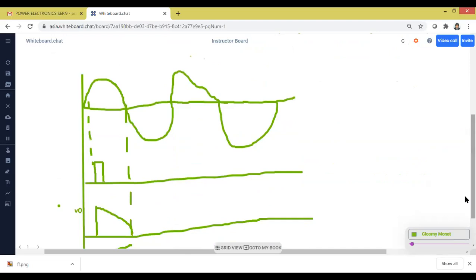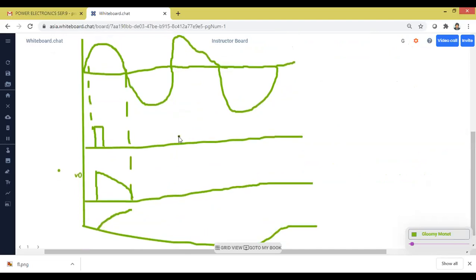Now any student, try to explain this one. Case 2 at omega t equal to 180 degrees. What's going to happen at omega t equal to 180 degrees? Anyone try to tell me. What is the input voltage at omega t equal to 180 degrees? 0 volts. Yes or no? Input voltage is 0. What is the output voltage at omega t equal to 180 degrees? Output voltage is also equal to 0.